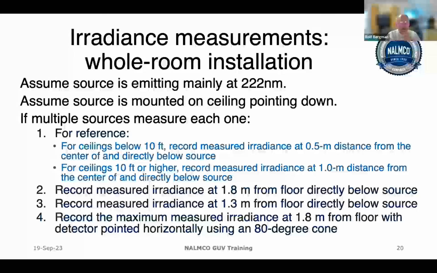If the ceiling is below 10 feet, then record the measured irradiance at 0.5 meter from the center and directly below the source. If it's 10 feet or higher, you can record the irradiance at 1 meter, which is the standard from the UV RP procedure, where you want to measure these. But either one, 0.5 or 1 meter distance, and record that. That's the maximum that you're going to be concerned with.